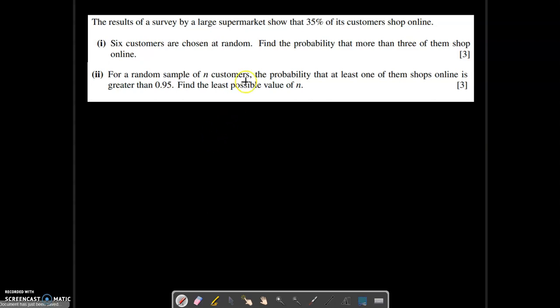In this question, you have a probability for people shopping online of 0.35. Here you don't know how many customers there are. So it is given that there are n customers, and we need to find this n. So X follows a binomial distribution with n, which is unknown, but the probability of success is known, 0.35. Then they have given that the probability that at least one of them.